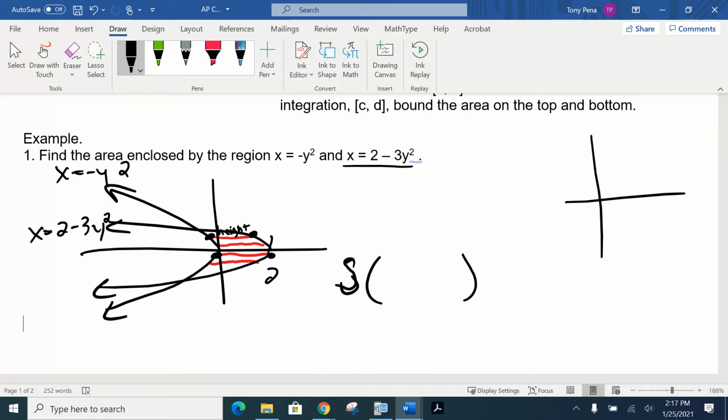When we do horizontal implies, we've now got to be doing a right minus a left. So the curve that's on the right is always the 2 minus 3y squared, minus the curve on the left, which is always this parabola, negative y squared. These are our heights. So let me label this again.